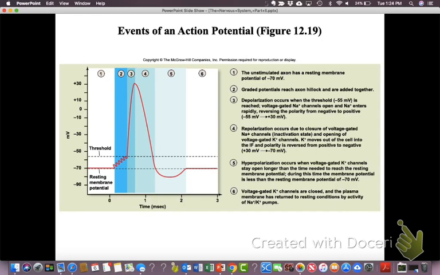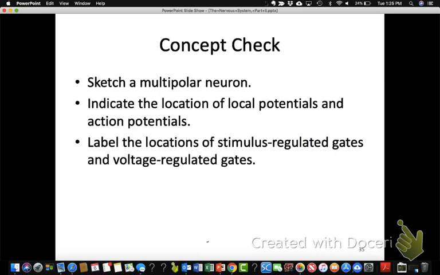The potassium gates are wide open. Potassium flows out of the cell, repolarizing it at step 4. And then at step 5, we have the overshoot. So it's hyperpolarized. It's more negative. It's farther from threshold until it finally recovers as the voltage potassium gates finish closing.